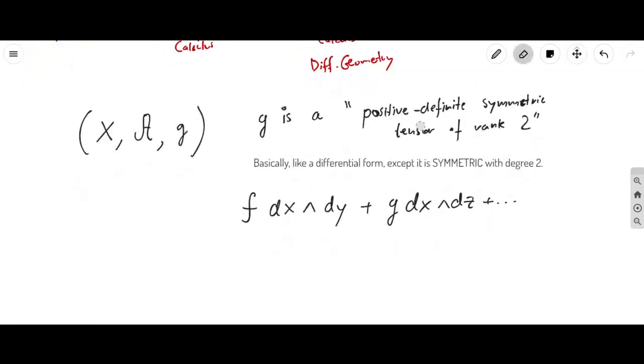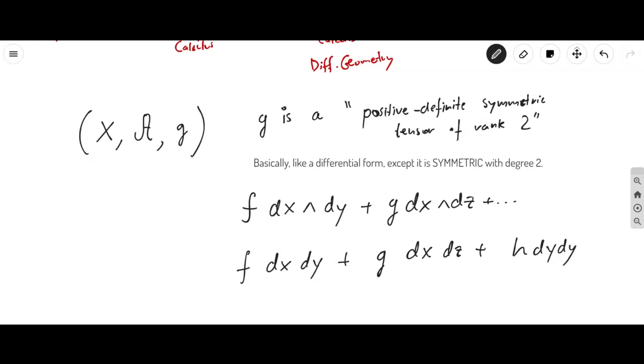But when we talk about a symmetric tensor, we do not have the wedges. So we would write something like f dx dy plus f dx dz. And here you can write dz dx. It's treated to be the same thing. And you can even have repetition. So you could have h dy dy twice.